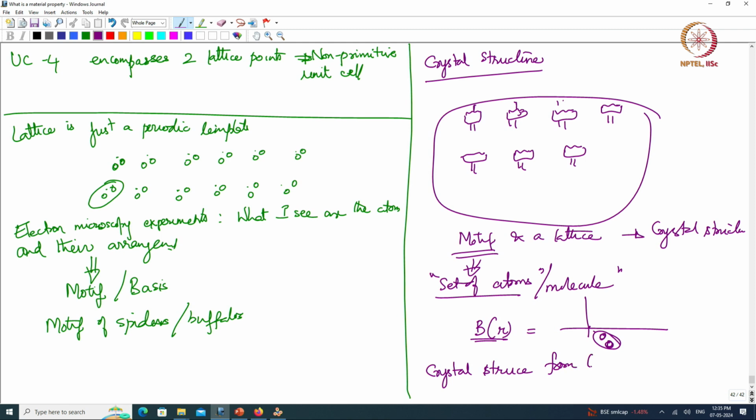Now, the operation that I do to create a crystal structure from lattice and motif is what is called a convolution. Mathematically, a convolution operation tells me what a crystal structure is. So, a crystal structure C of R is nothing but the lattice L of R convoluted, there is a convolution operation, with B of R.